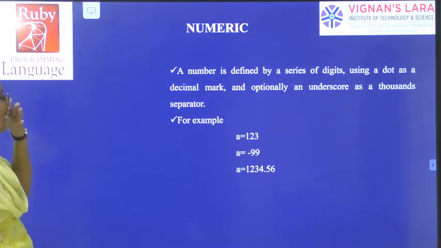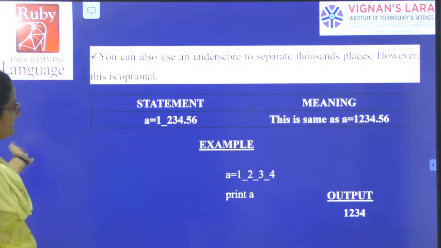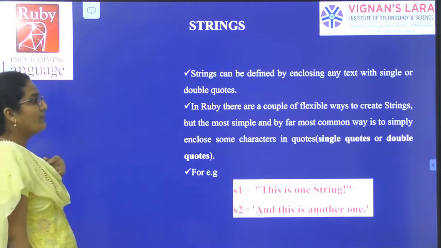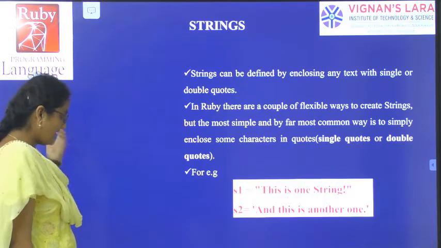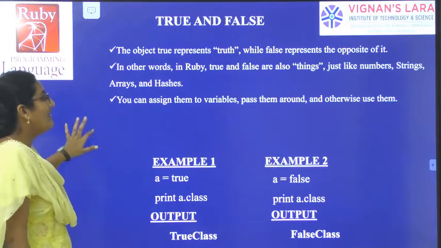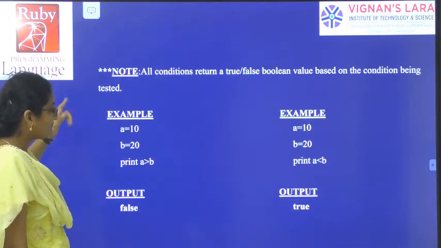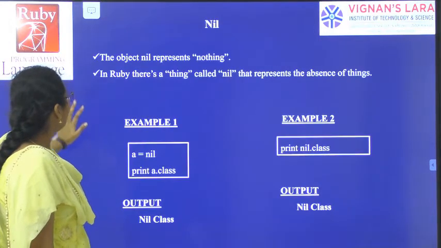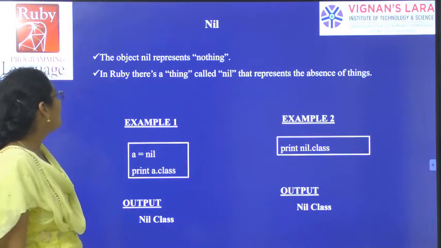So the first data type is numeric, where using underscore is optional. The second data type is string. You already know, but in the Ruby programming language, strings can be enclosed in single quotations or double quotations. The third data type is true or false, which will give you either a true value or a false value about a value. The next data type is nil.